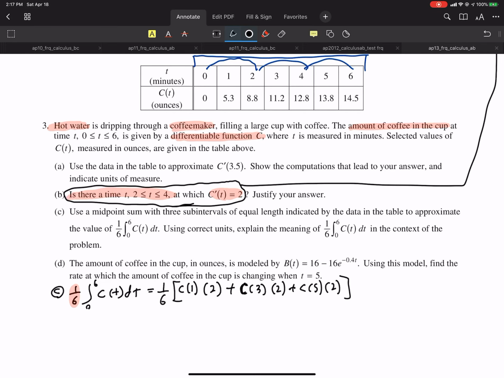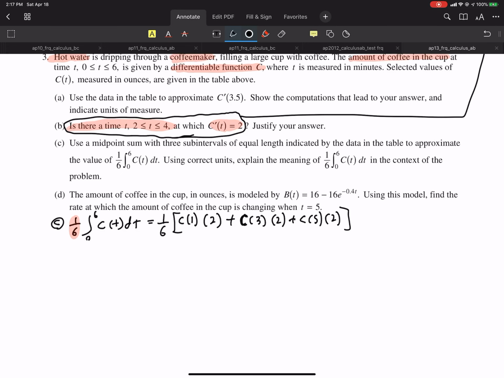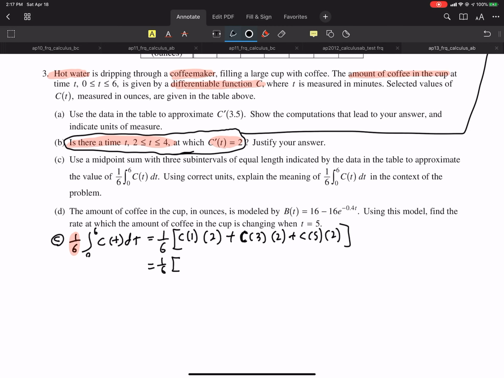Then let's plug in our actual values. So C of 1 is going to be 5.3 times 2. C of 3 is going to be 11.2 times 2. And the last one, C of 5, is going to be 13.8 times 2. That is our answer, but let's reread this.